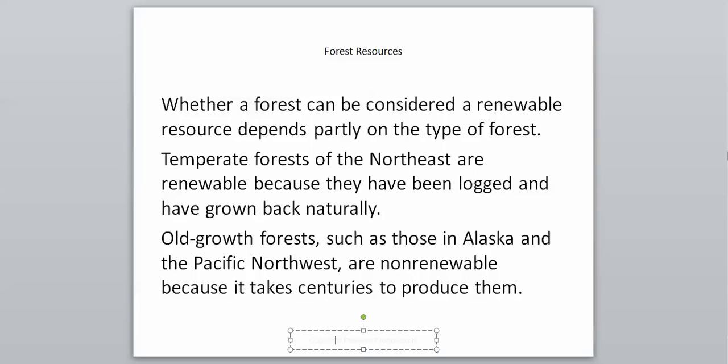You're probably going to need to know these big characteristics of forests because they are very important. Whether or not a forest is considered a renewable resource will depend partly on the type of forest. The forests in the northeast portion of the world are renewable because they have been logged and have grown back naturally. We have cut them down, but they have also been replaced, and so they are growing back naturally. However, there are what are called old growth forests, up in Alaska and the Pacific Northwest, where the trees are a lot older, and they're non-renewable because it can take centuries to produce them. So the trees take a long time to grow back, and they are not going to be considered a renewable resource.